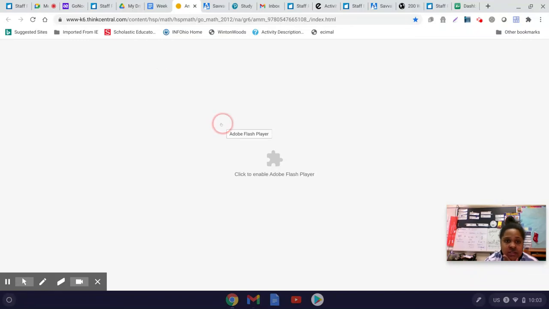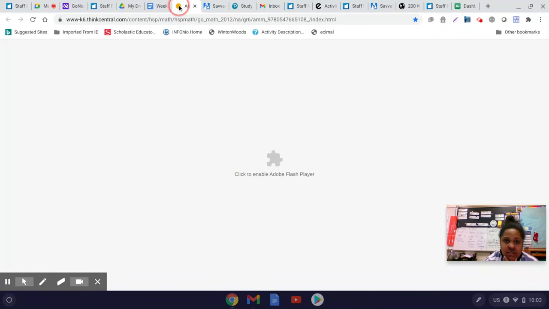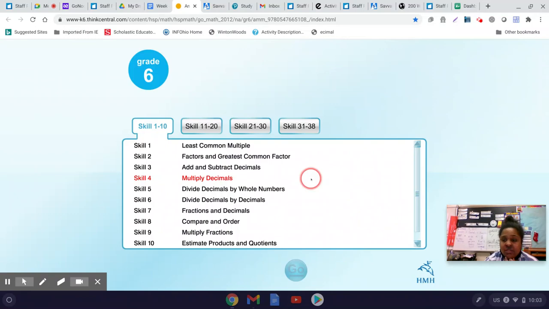All right, sometimes when you click on the Think Central website, it'll say that you have to enable Adobe Flash Player. So you click on the puzzle piece here. Sometimes there's an icon that's red here. It just depends on what kind of Chromebook you have. So I'm going to click on the icon. Then I have to allow Adobe. Sometimes it opens up the management screen where you have to click on the manager, the allow, or turn it from gray to blue. So that might happen to you.